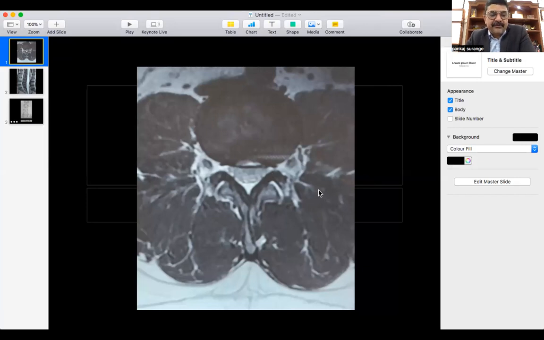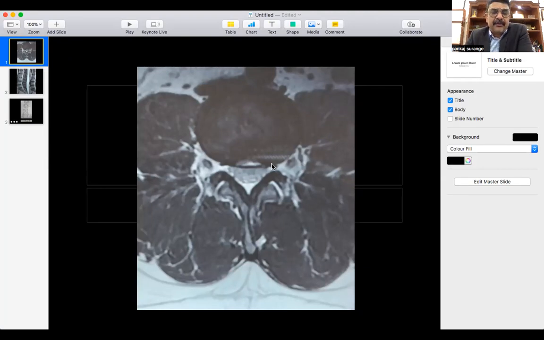I received a few messages in the group. This case I posted in the group, and I received a few messages after that. They wanted to understand the process, the procedure. So I thought of recording the entire procedure and explaining the steps to you. What are the steps to do this biacuplasty procedure?